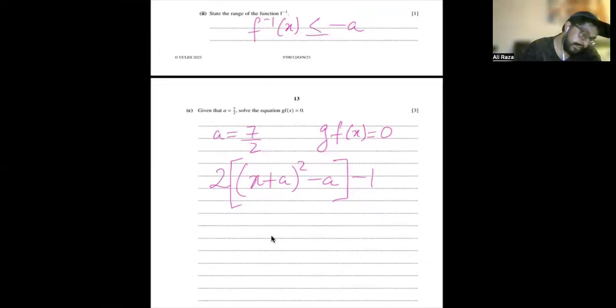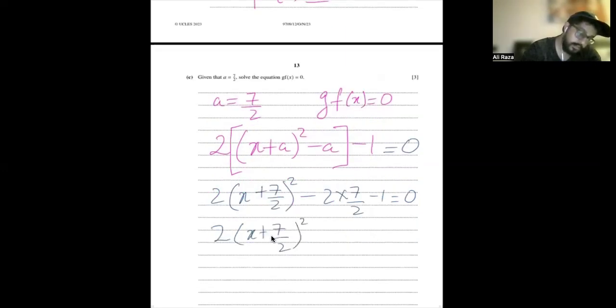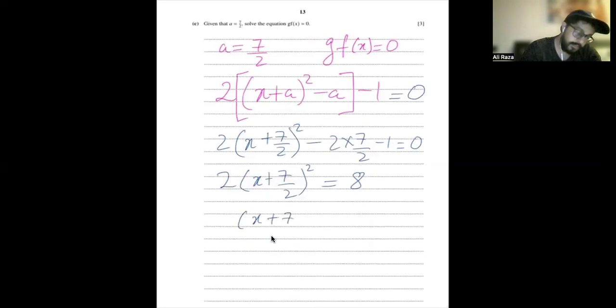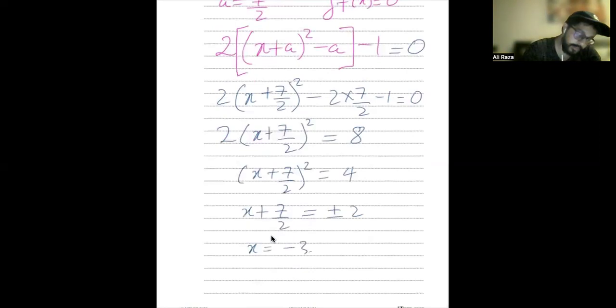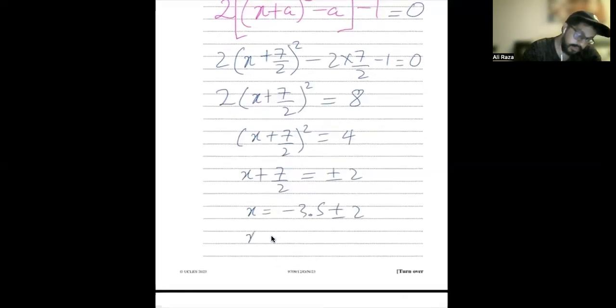And we have the value for a as 7 over 2. 2 multiplied by (x plus 7 over 2) whole square minus 2 times 7 over 2 minus 1 is equal to 0. 2 bracket (x plus 7 over 2) whole square is equal to 8. (x plus 7 over 2) whole square is equal to 4. x plus 7 over 2 is equal to plus minus 2. x is equal to minus 3.5 plus minus 2. x has the values minus 5.5 and minus 1.5.